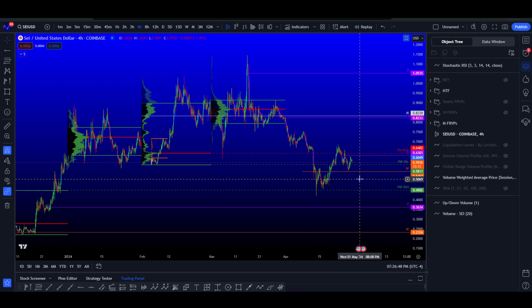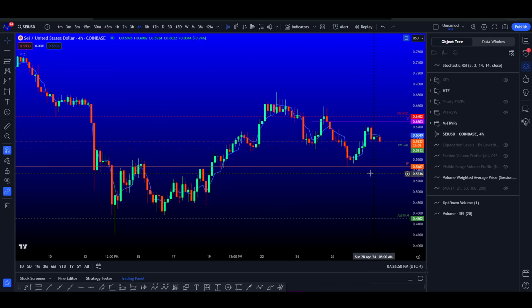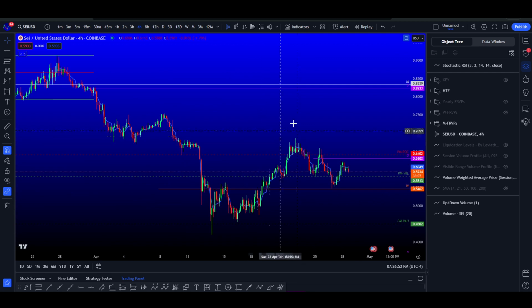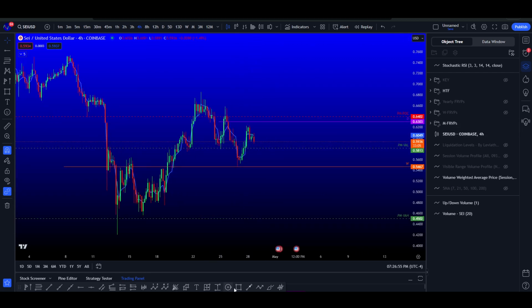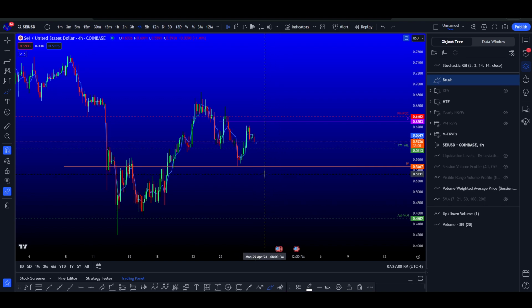But in my opinion, if we fail this monthly value area low one more time, we begin to trade below it, then price is going to try to seek out the next fair value, which in my opinion would be these lows down here, right?